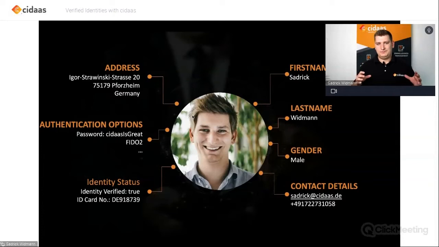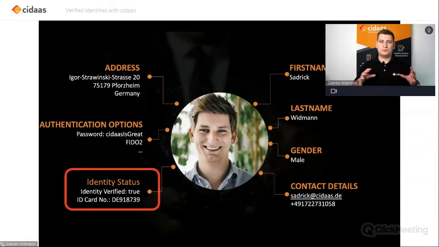Additionally, we also have an identity status. So if my identity is verified, maybe details about the verification status, like an ID card number and more. So we have especially one more attribute or a group of attributes which help us to determine if a user is verified, if we know it's exactly the same user in the real world as well as in the digital world.